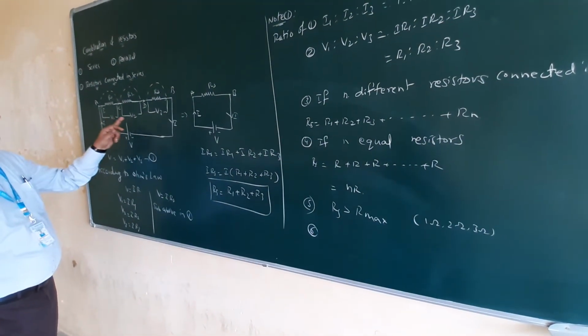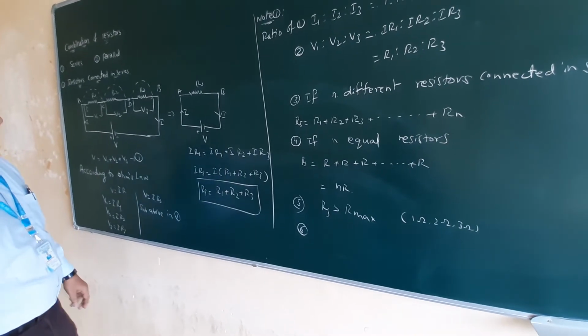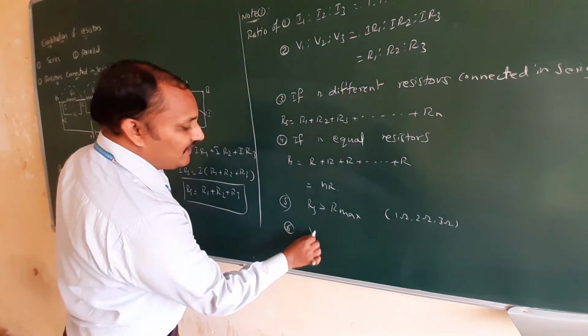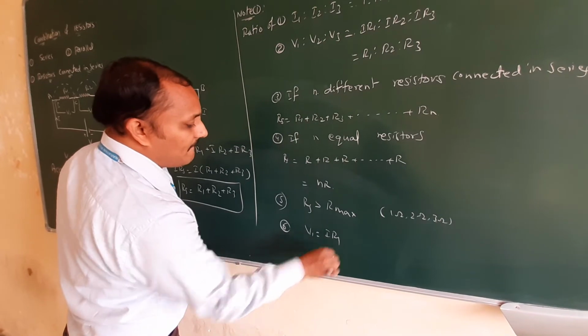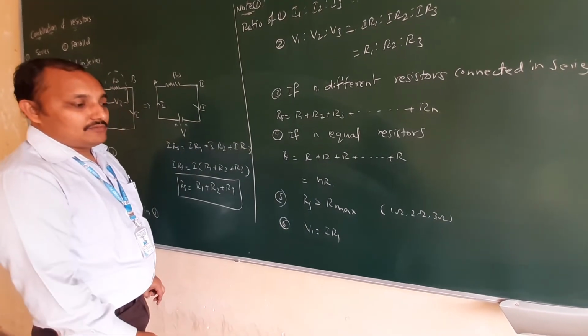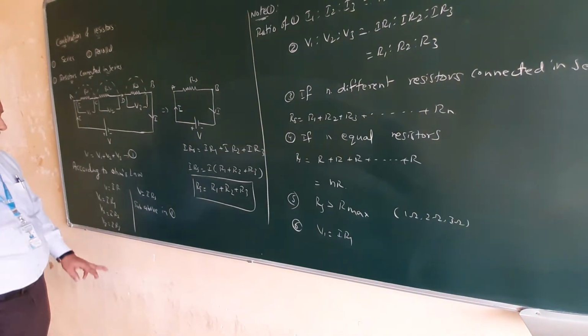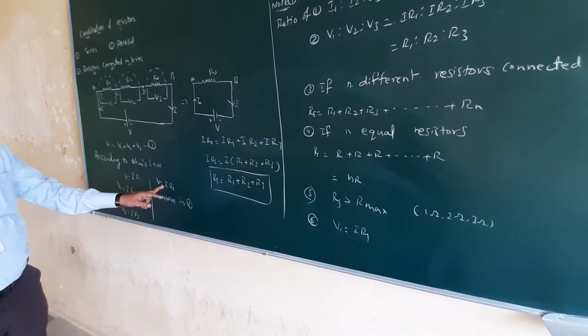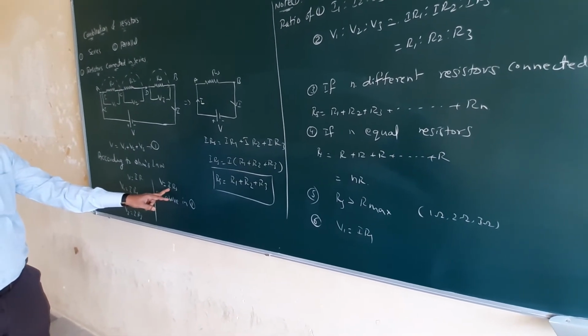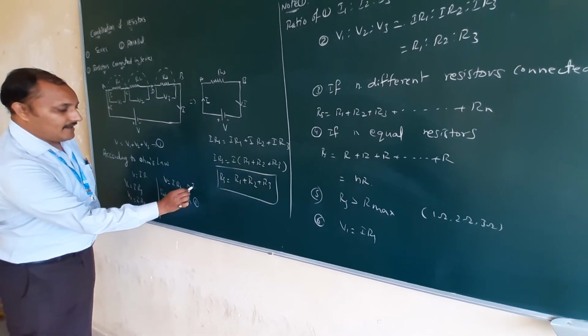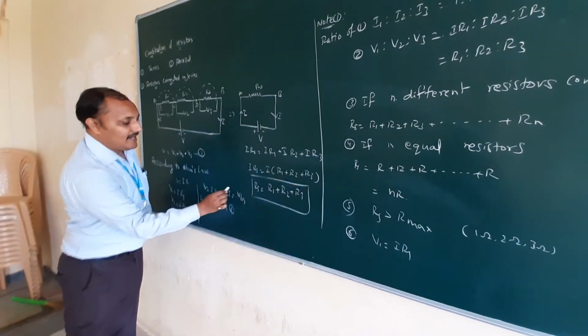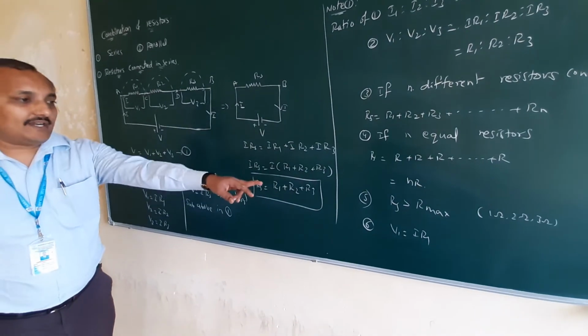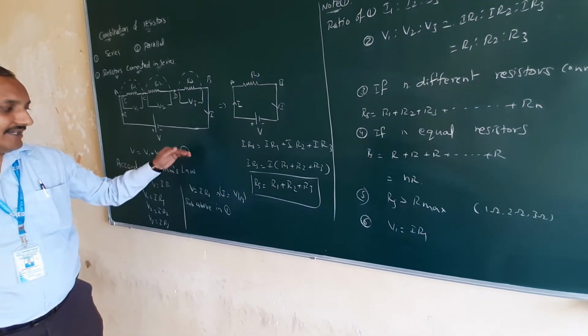This is another one. And next, they may ask in competitive problems or general problems, what is the potential across V1, V2, V3? They will ask. V1 is equal to I R1. According to this equation, V is equal to I R, then I is equal to V by R. Don't write this in the derivation, I am just writing it here.